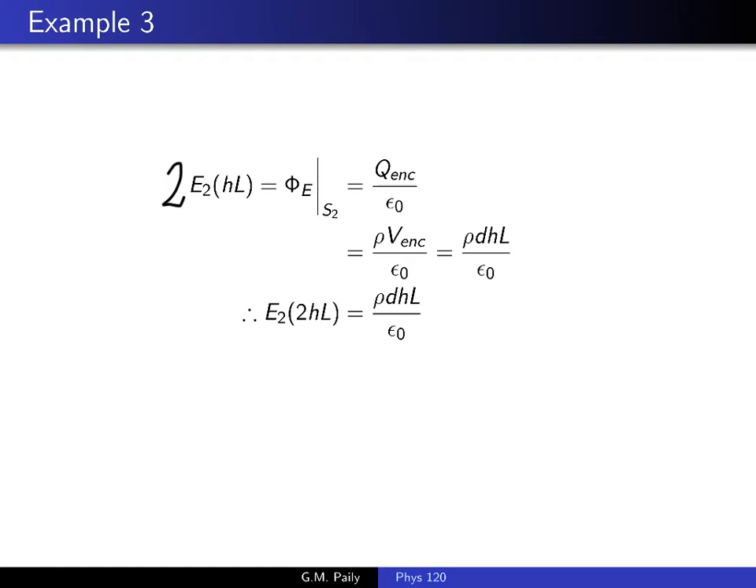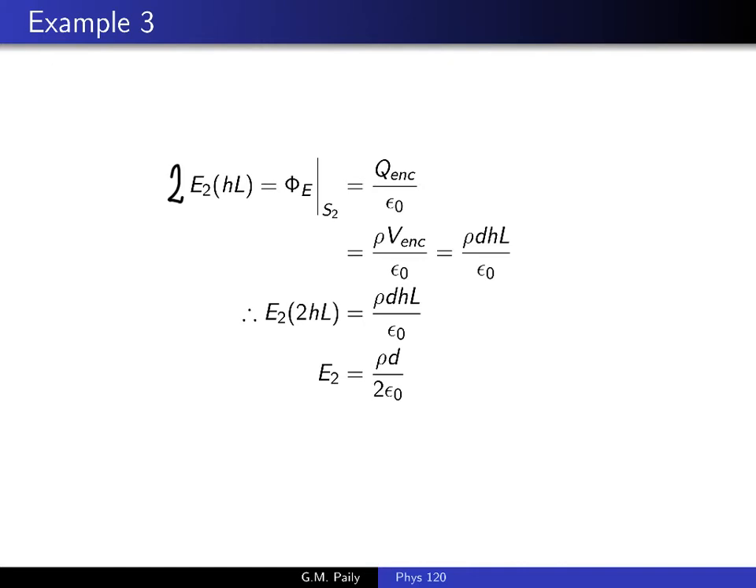Setting these two sides equal to each other, we solve for E2 and find that it is ρd divided by 2 epsilon naught. Notice something very important.